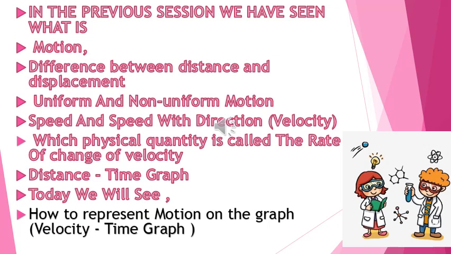In the previous session we have seen what is motion, the difference between distance and displacement, uniform and non-uniform motion, speed and speed with direction, which is called velocity, and which physical quantity is called the rate of change of velocity, that is acceleration. Then we saw the distance time graph. Today we will see the graphical representation for the velocity and time graph.